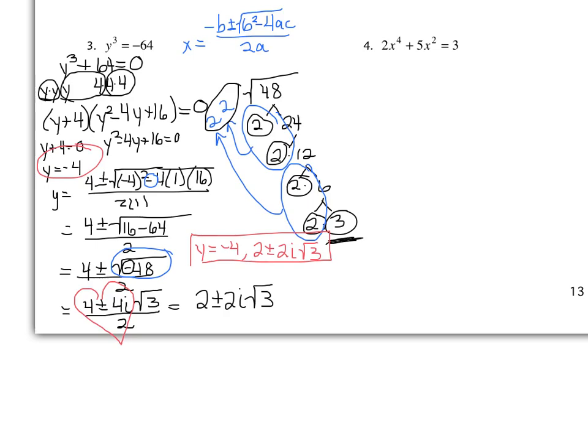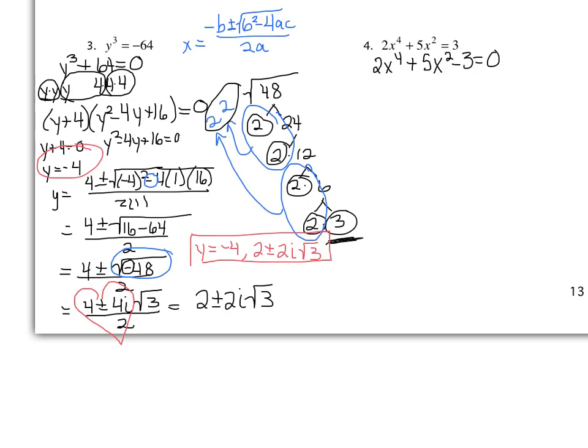All right, number 4 over here, we have 2x to the 4th plus 5x squared equals 3. So we first want to get it equal to 0 because it's equal to 3. So we're going to subtract 3 from both sides, giving us 2x to the 4th plus 5x squared minus 3 equals 0. All right, we're ready to factor.